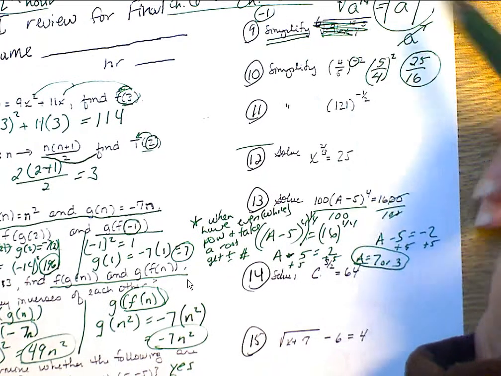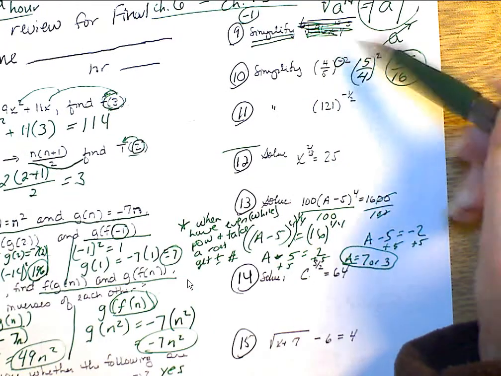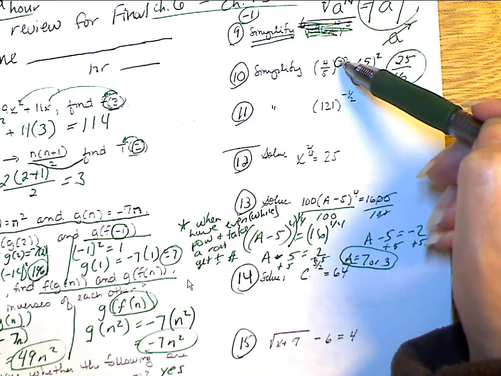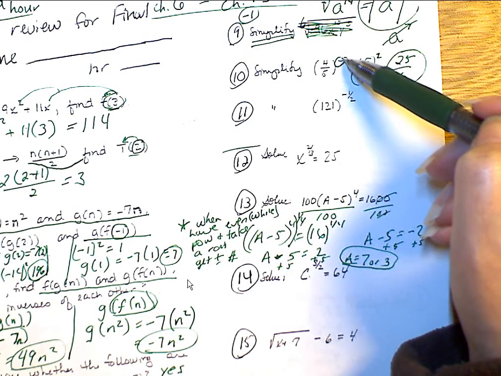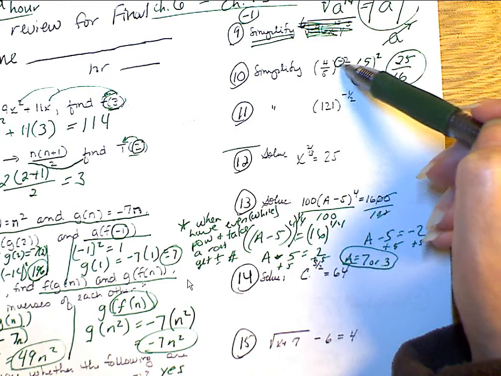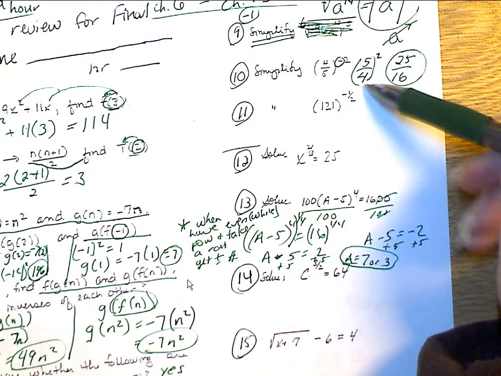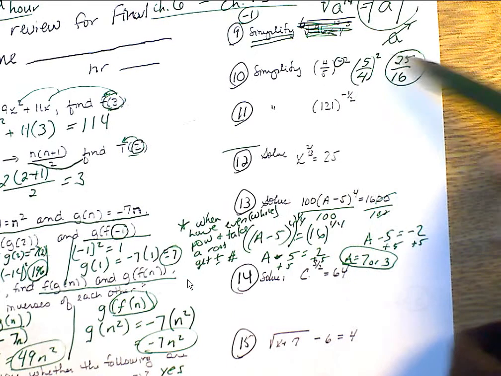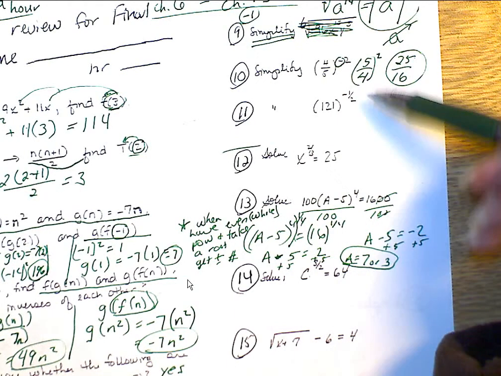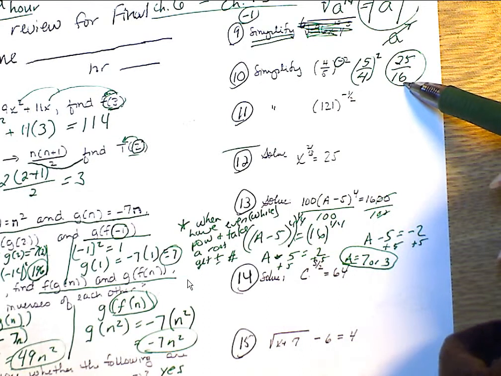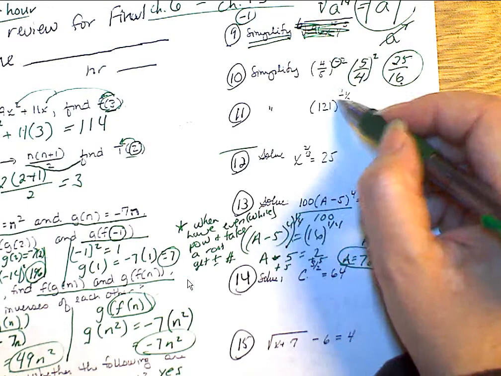Number 10, I don't remember which one on YouTube, so I'll just make sure I talk about it. Number 10, we have here this negative, flips it, so we have 5 over 4, and then we had to square both of them, so you have 5 squared, which gives you 25, and then 4 squared gives me 16 for the final answer.